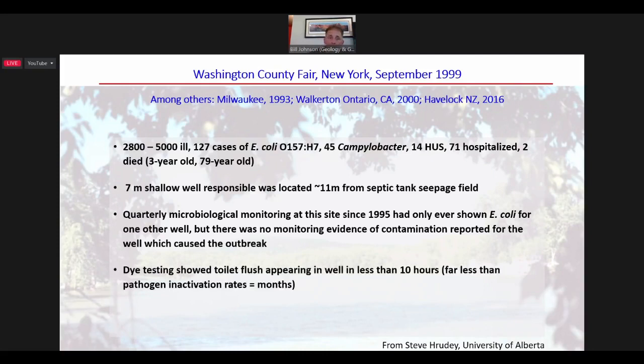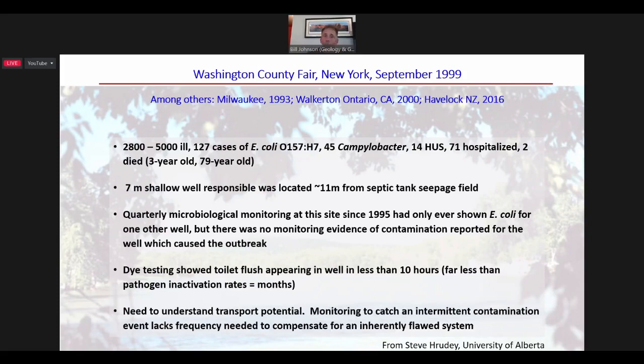And yet after the outbreak, they performed a dye test. And that showed that when they added dye to the toilet in the nearby latrine, that dye appeared in less than 10 hours in the supply well. And of course, 10 hours is far less than pathogen inactivation rates, which take on the order of months. And so it showed that there was a strong transport connection that had not been realized.